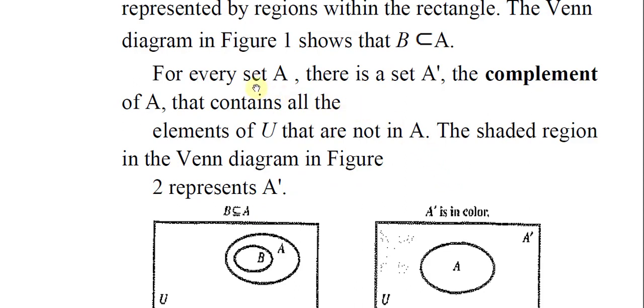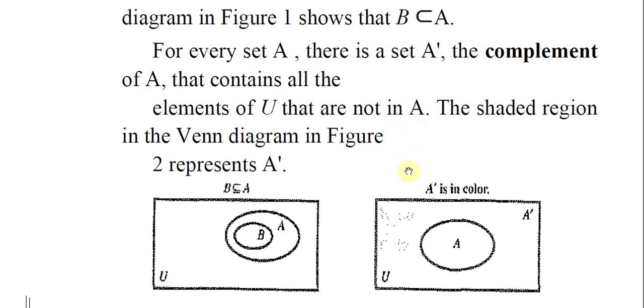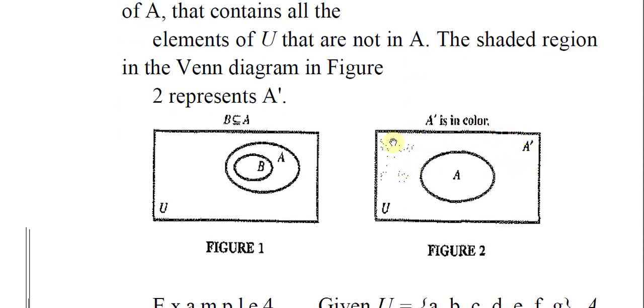And for every set A, there is a set A prime, the complement of A, that contains all the elements of U that are not in A. For example, in this case, A prime is all of them that are not in A, this one.